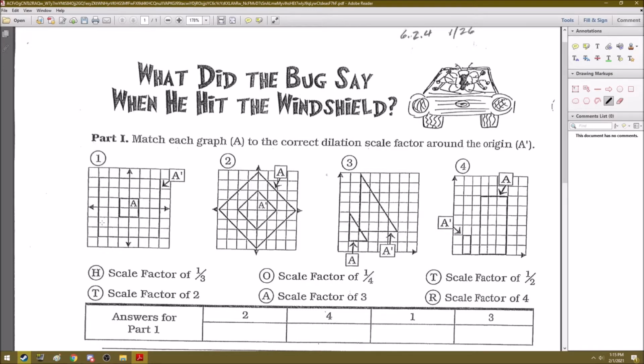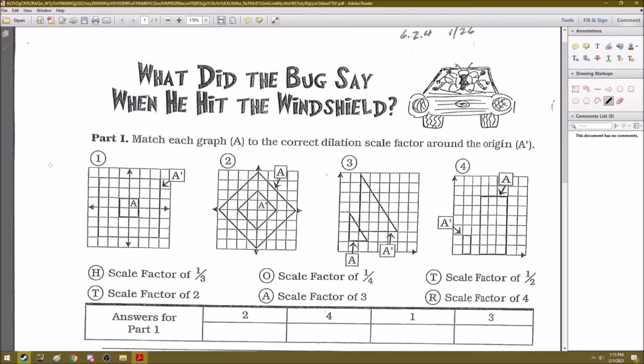So if we look at part 1 here, we want to match each graph, 1 through 4, to the correct dilation scale. So these scale factors down here. Dilating from the origin. So that's just what we've been doing up to now. So if we look here, we have this small square in here, which is A, and this bigger square out here, which is A prime. So A is the original shape, and A prime, this bigger square out here, is going to be the new.